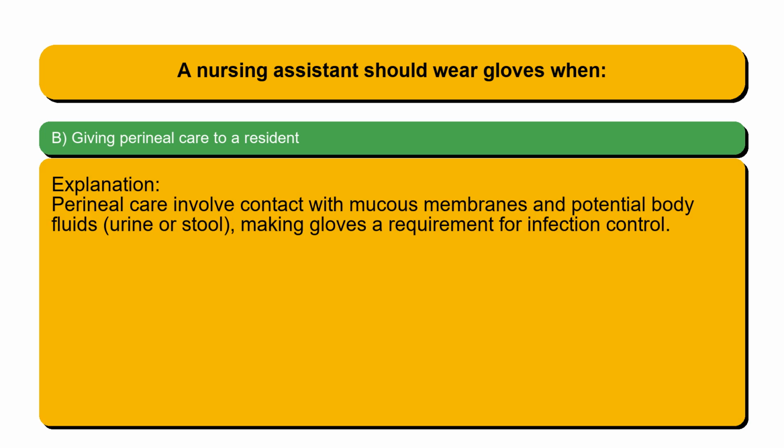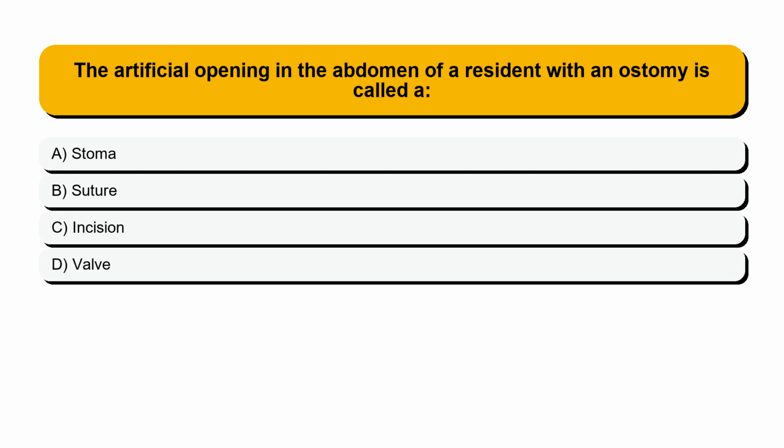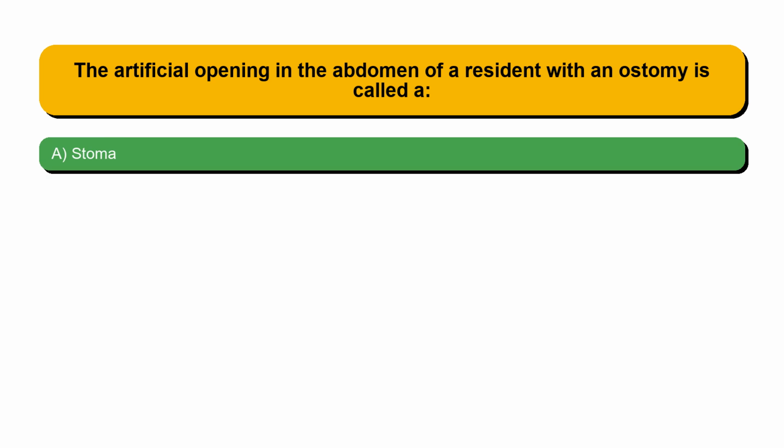Perineal care involves contact with mucous membranes and potential body fluids, urine or stool, making gloves a requirement for infection control. Question 94. The artificial opening in the abdomen of a resident with an ostomy is called a Option A stoma. Option B suture. Option C incision. Option D a valve. The correct answer is option A stoma.